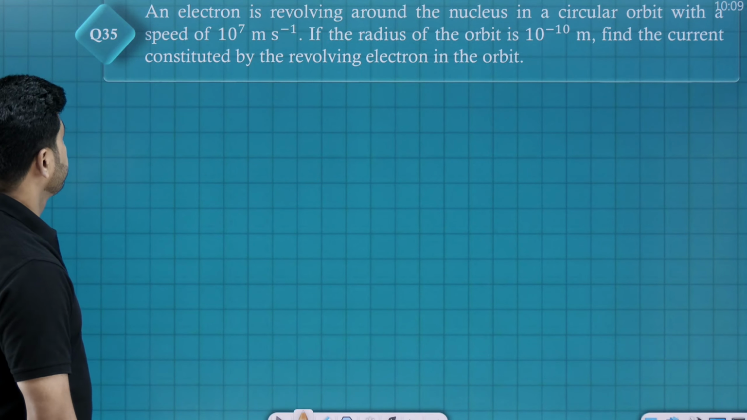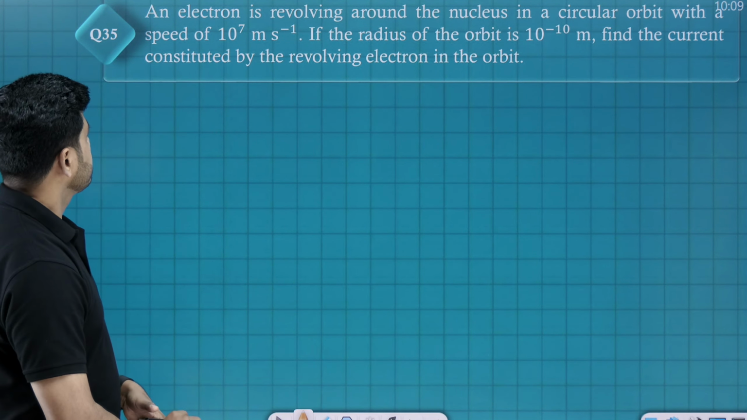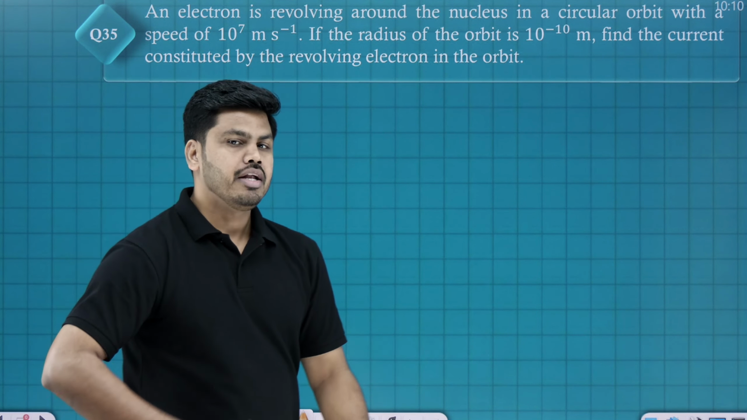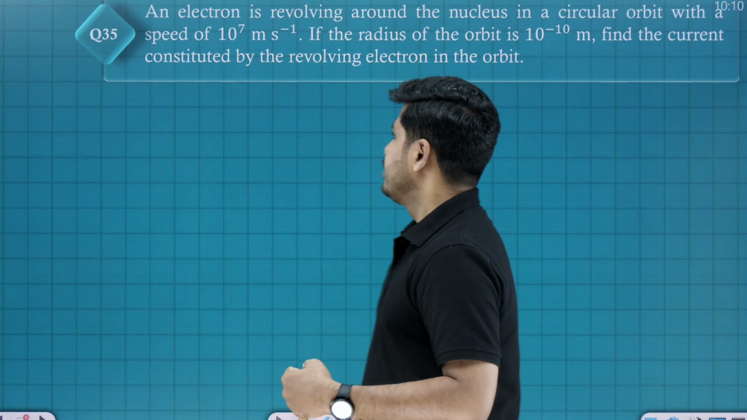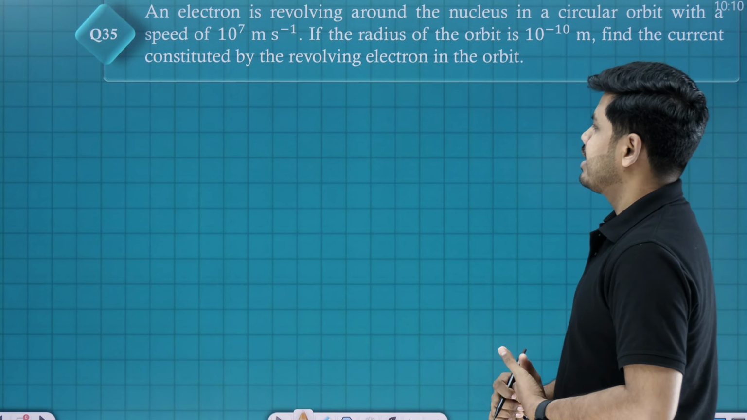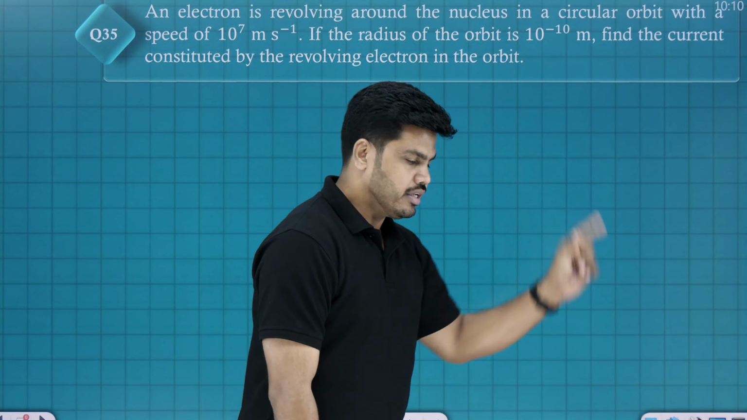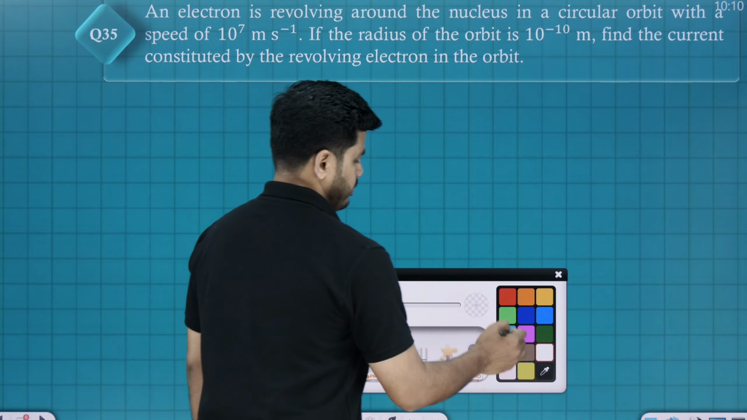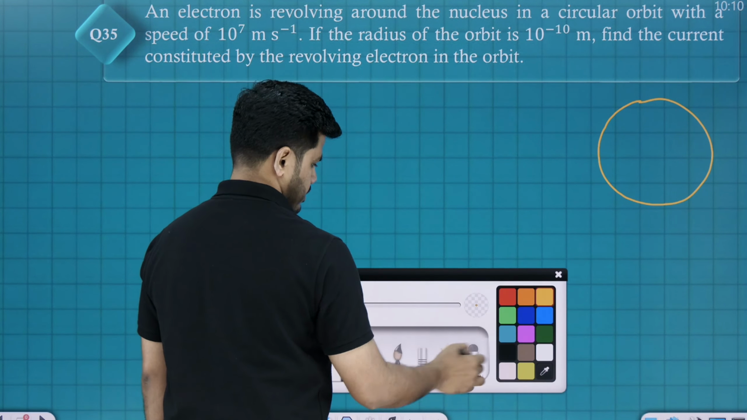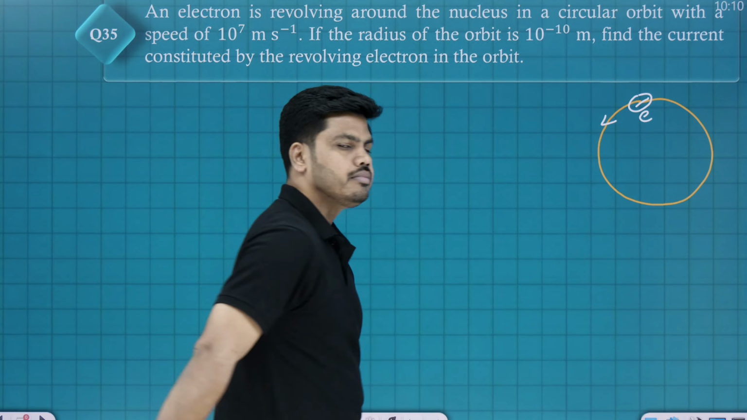Fine. Next one. An electron is revolving around the nucleus in a circular orbit with a speed of 10^7 meter per second. Okay, the electron revolves in an orbit. If the radius of the orbit is 10^-10 meter, find the current constituted by the revolving electron. An electron revolving in an orbit is considered to be like an electrical circuit. See, we have an electron revolving in an orbit.